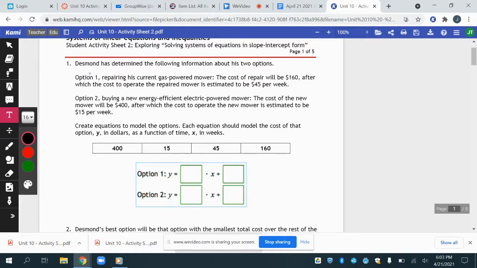Notice they have options in this case, one option and two option. Each of those is going to be an equation, keeping track of the same two things. That's how we set up a system of equations.